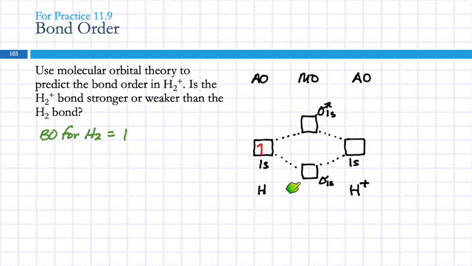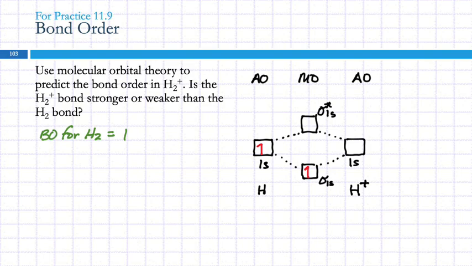So now we're going to fill in our molecular orbitals. How many electrons do we have? There's only 1. So it's got to go down here, right? It's going to go in the lowest energy orbital. And then we're done filling in the electrons because there was only the 1 electron. We're starting small here.